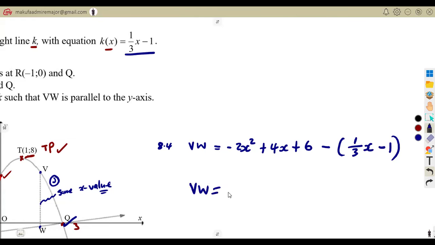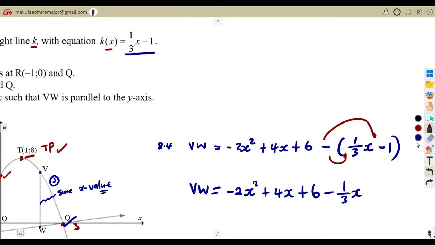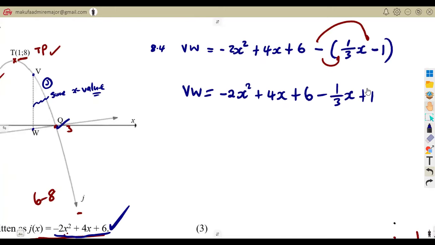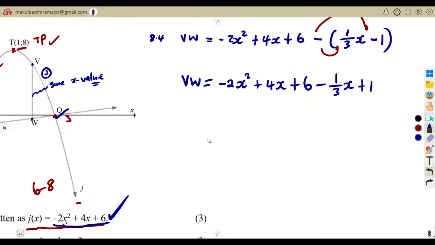That's the length VW. So this was going to give us minus 2x squared, and expand by negative here. That's a negative, which is negative 1 over 3x. Negative here, that was going to be a positive 1. All right, so this is where we are, and we need our quadratic expression.